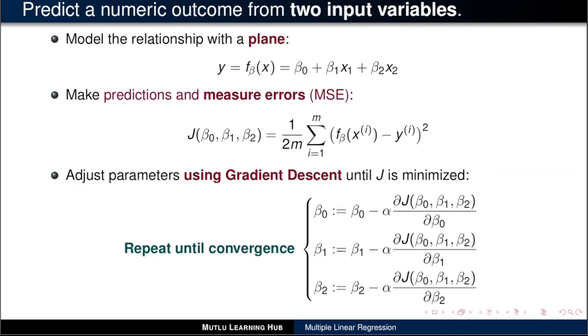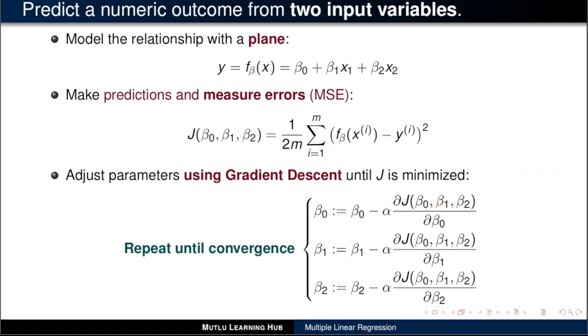Once we've defined our model and cost function, the next question is how do we find the best parameters? We again use gradient descent. It's the same idea. We start with random values for beta 0, beta 1, and beta 2, and repeatedly update them in the opposite direction of the gradient of the cost function. Each parameter is updated simultaneously, and we keep repeating this process until convergence.